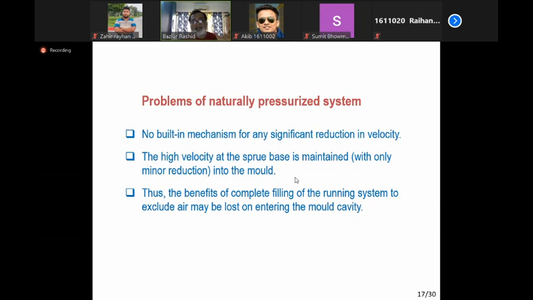So although the running system served its purpose and did not let the liquid turn turbulent, because of the initial high velocity, the liquid metal enters the mold cavity at very high velocity. So again, the casting will be damaged. That is the problem of the naturally pressurized system.